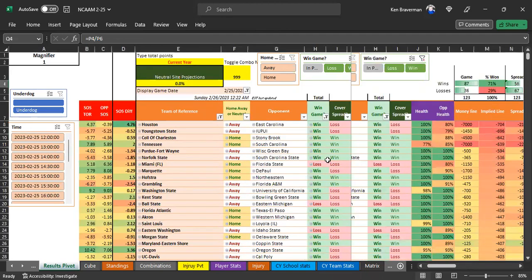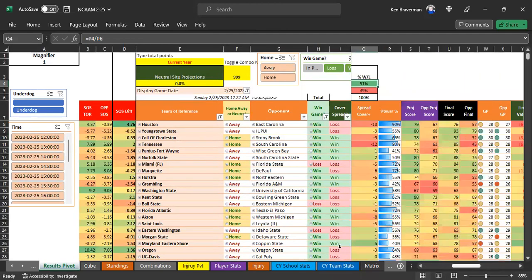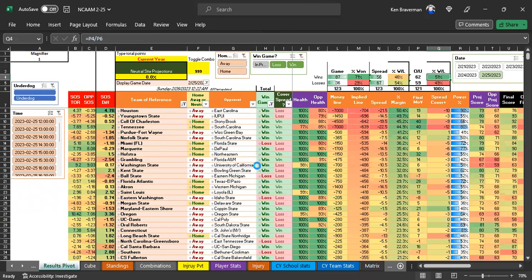Now, here's the fun part of this. This is a big puzzle right here. Right? It looks like a puzzle in a lot of ways.